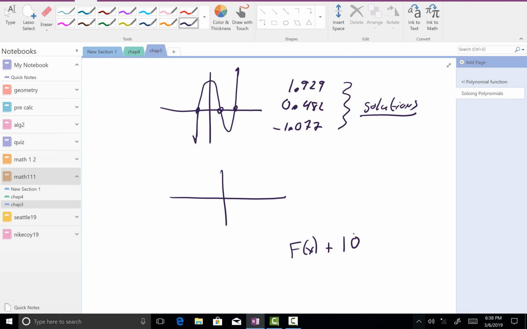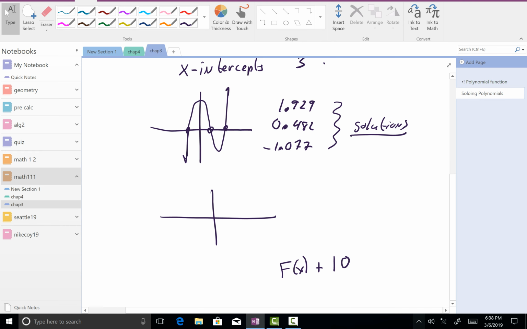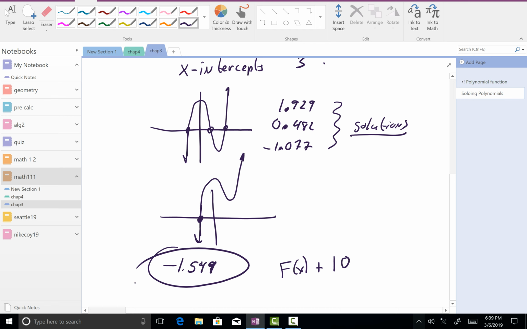So I'm going to add 10 to that. How many x-intercepts do we have now? 1. So it looks like that. And that x-intercept is, what do we get there? Oh, I added 10. Sorry. There we go. Yep, negative 1.49. Okay, again, that's not an exact solution, it's just an estimated solution. Okay?